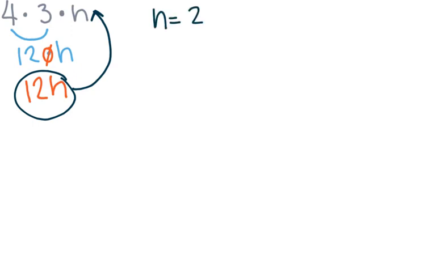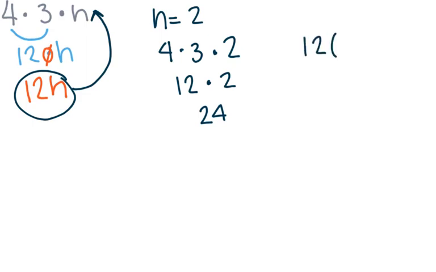So let's give h a number. h equals 2. So we're going to take the first equation, 4 times 3 times h, but we're going to plug in 2, okay? So 4 times 3 is 12, times 2 is 24. Let's take the new equation, the one with the fewest number of symbols and characters. So we're going to have 12h, so 12 times 2, and that equals 24. These match. They're the same.